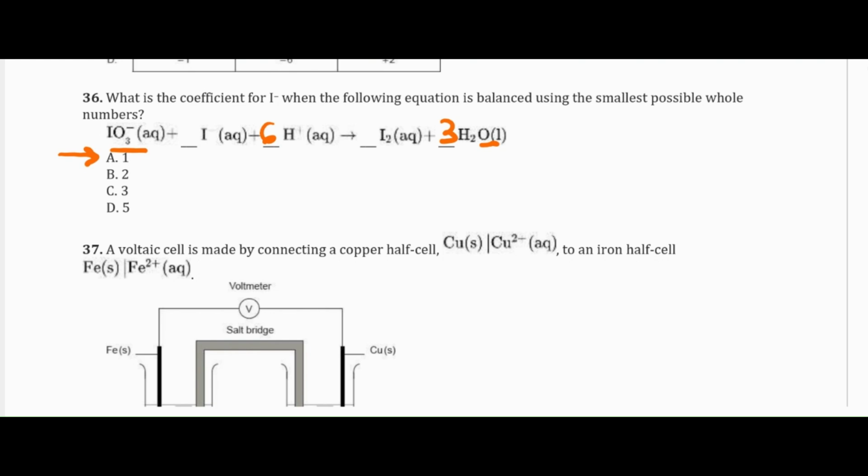But what we would be forgetting is the charges. So the right-hand side is neutral, it's 0. So we want to balance that out on the left-hand side as well. We've got 6 pluses here, 1 minus from this, so that means this will be 5. These two will add up to be 6 minus, so that will cancel out the 6 plus, which will give us 0, which means the answer will be D.